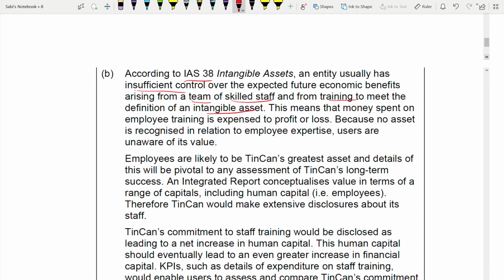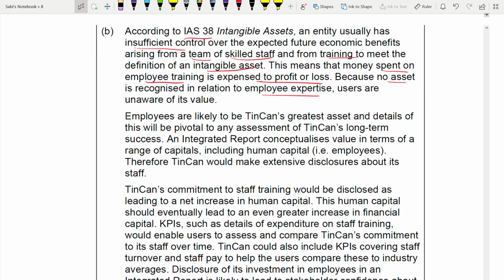This means that money spent on employee training will be expensed to profit and loss. Correct? Because you cannot recognize any asset. You cannot say your employee is an asset in this case. You do not have control over them or their expertise. Users are unaware of his value. Okay, you don't know the value of your employee's expertise. So no asset. You just expense it.